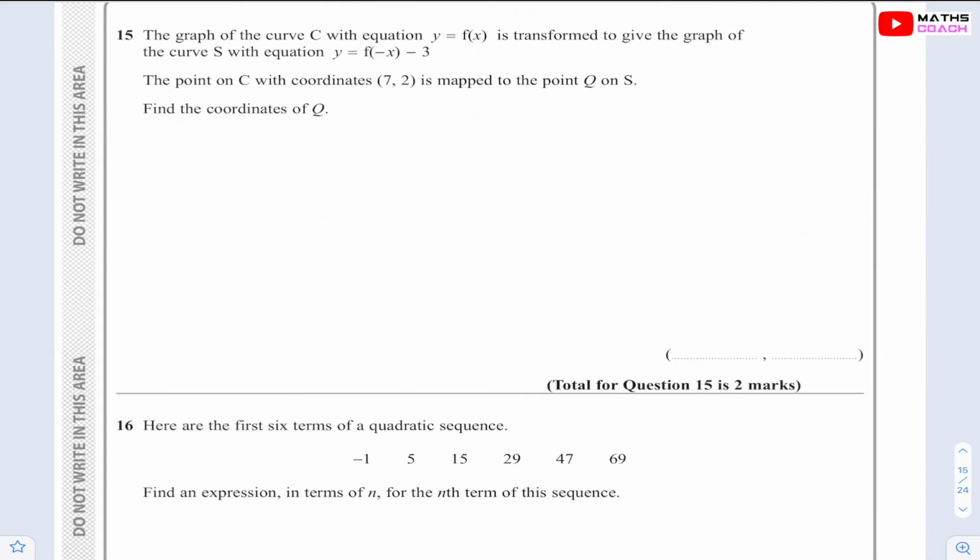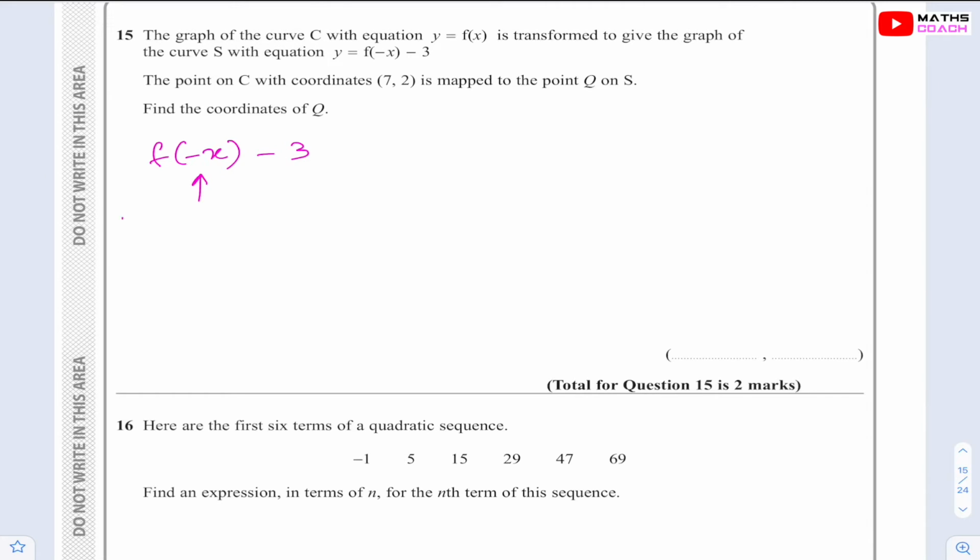All right, so question number 15, we're almost right to the end. The graph of the curve C with equation y equals f of x is transformed to give the graph of the curve S with the equation f of minus x minus 3. The point on C with coordinates 7, 2 is mapped to the point Q on S. Find the coordinates of Q. Now, let's write down this transformation right there and work out what happens.